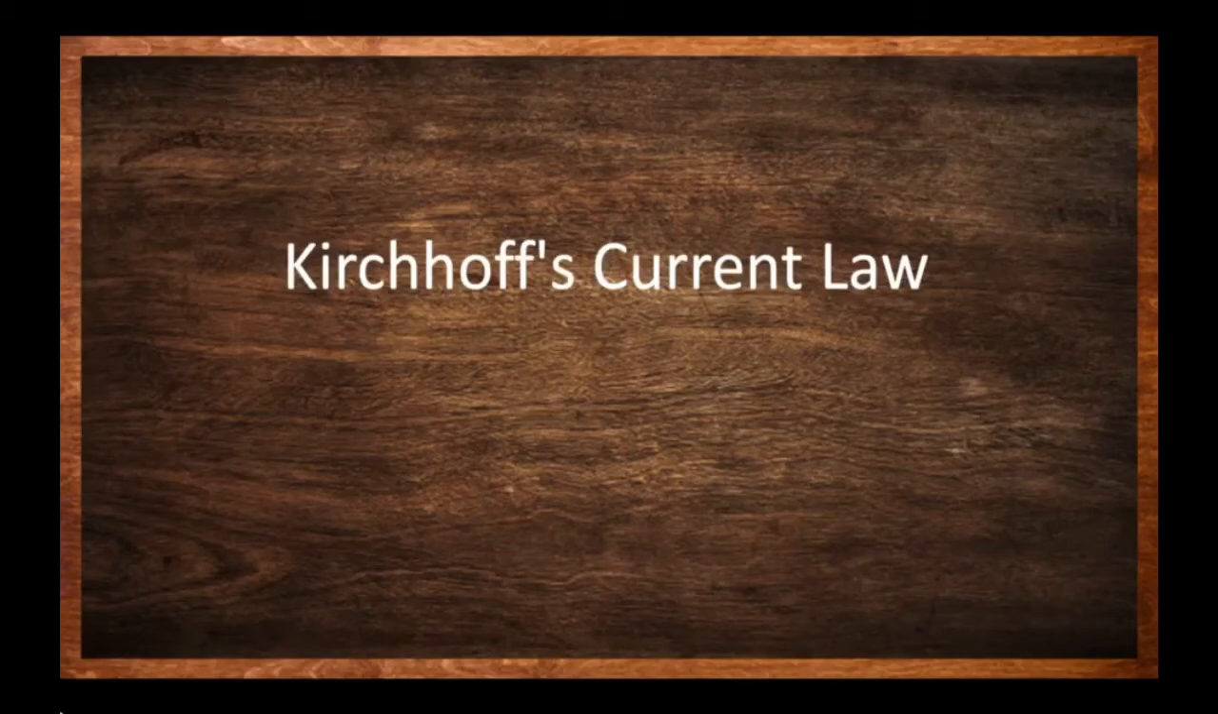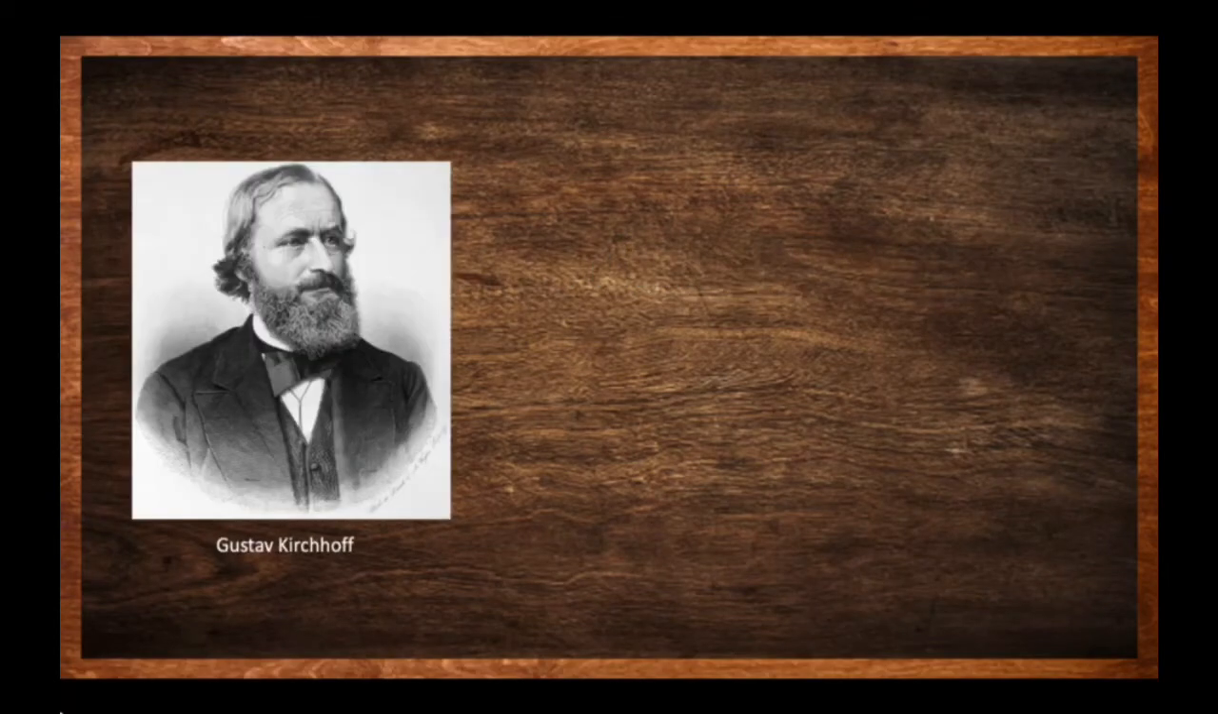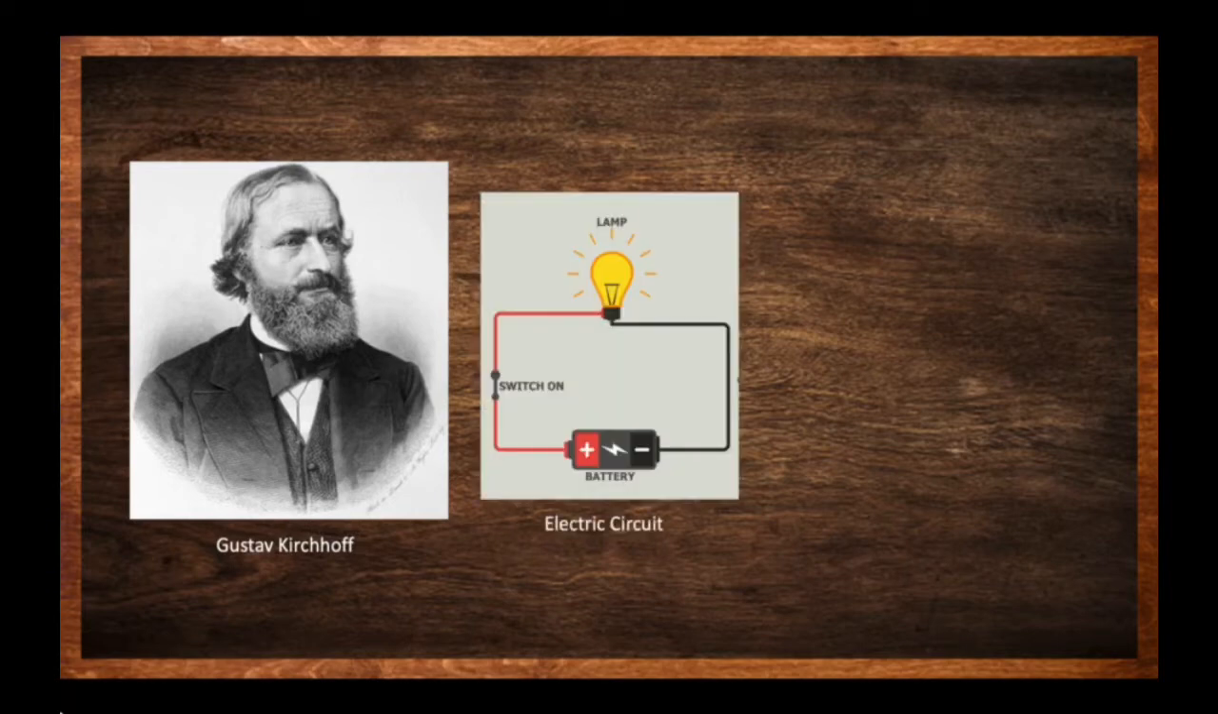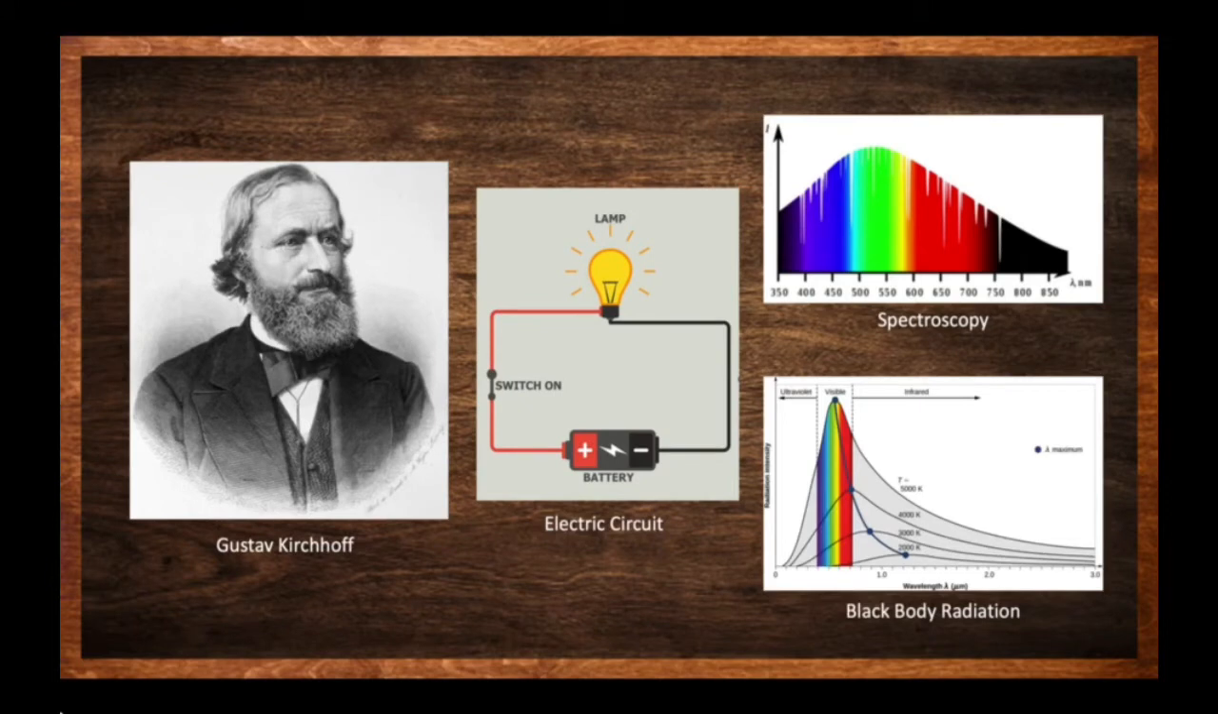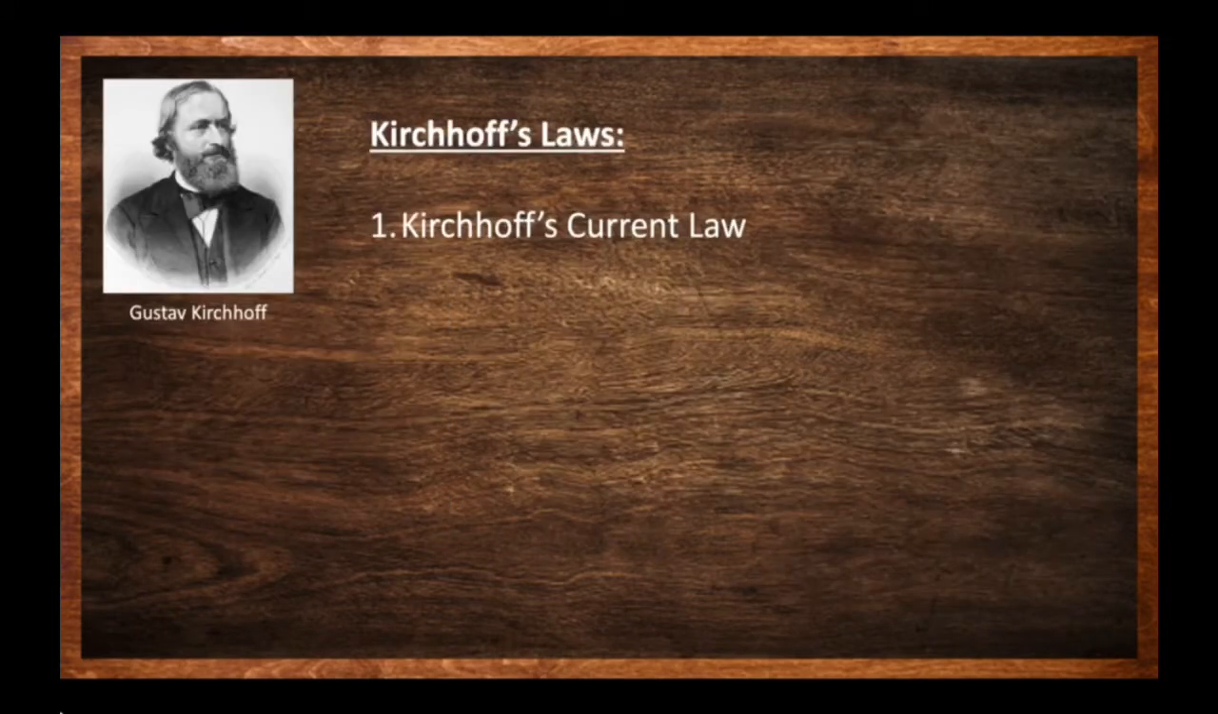In this video we'll be learning all about Kirchhoff's current law. Gustav Kirchhoff was a German physicist of the mid to late 1800s. He played a paramount role in the modern understanding of fundamentals of electrical circuits, as well as spectroscopy and blackbody radiation. Perhaps one of his most significant contributions was the development of Kirchhoff's current and voltage laws in 1845.